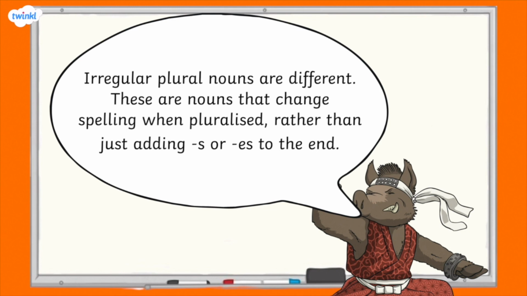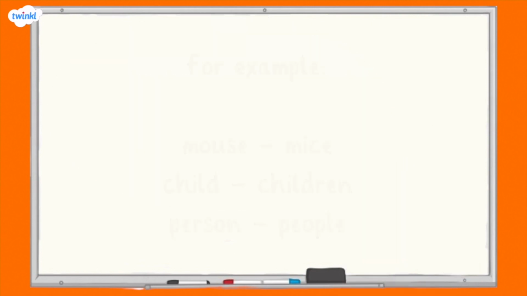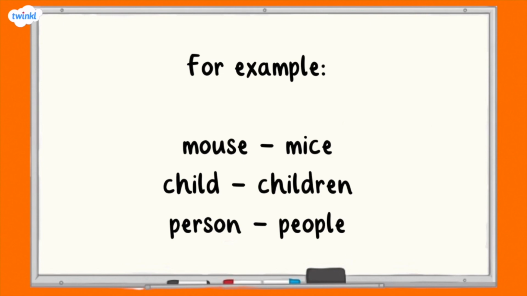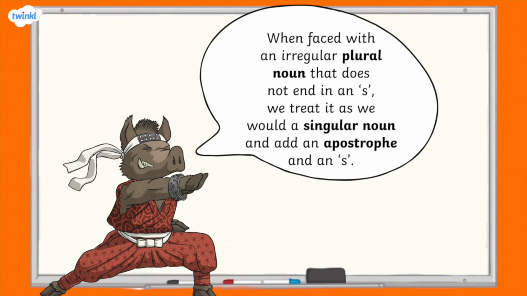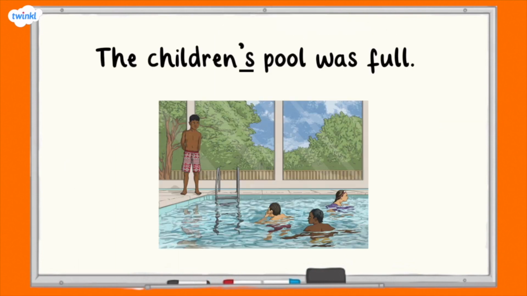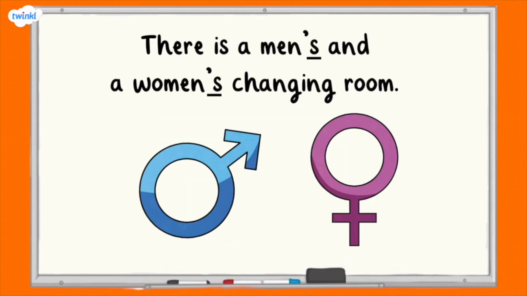Irregular plural nouns are different. These are nouns that change spelling when pluralized, rather than just adding s or es to the end. For example, mouse is mice, child is children, person is people. When faced with an irregular plural noun that does not end in an s, we treat it as we would a singular noun and add an apostrophe and an s. Like here, the children's pool was full. And here, there is a men's and women's changing room.